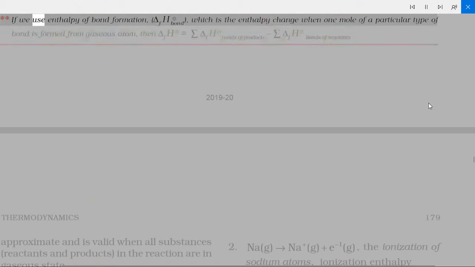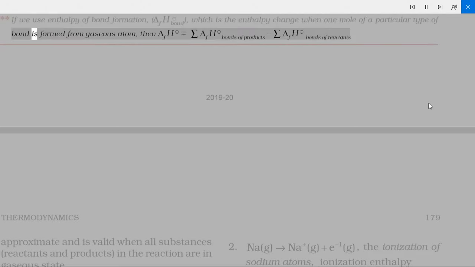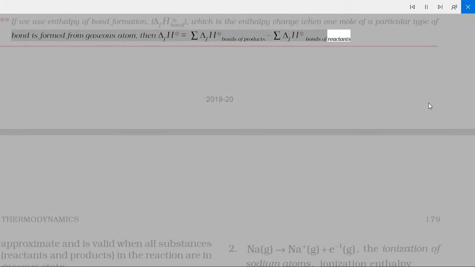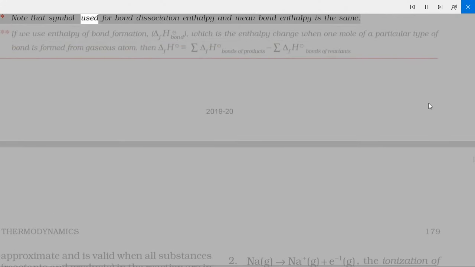If we use enthalpy of bond formation, which is the enthalpy change when 1 mole of a particular type of bond is formed from gaseous atoms, then ΔrH = Σ ΔfH (bonds of products) − Σ ΔfH (bonds of reactants). Note that the symbol used for bond dissociation enthalpy and mean bond enthalpy is the same.